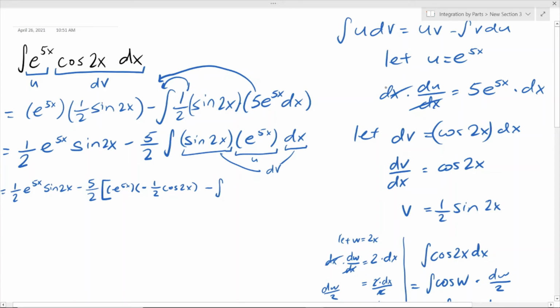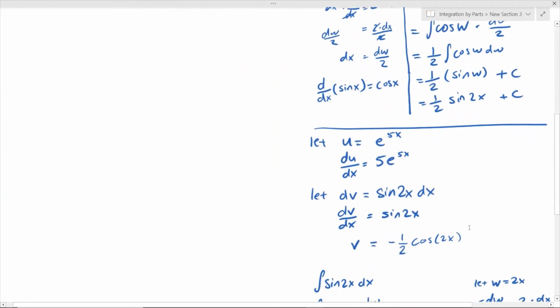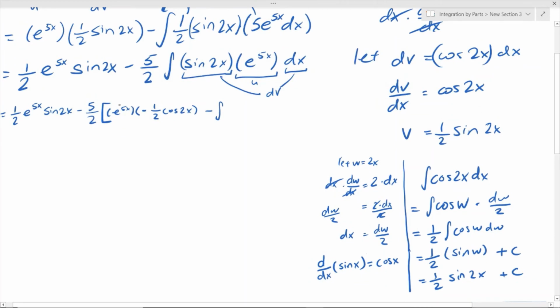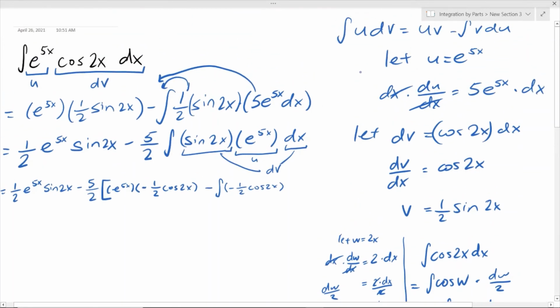And we need to sub in v and du as shown here in the formula. So we're going to write in v and du. So v is negative a half cos 2x, negative a half cos 2x. So we got our v.